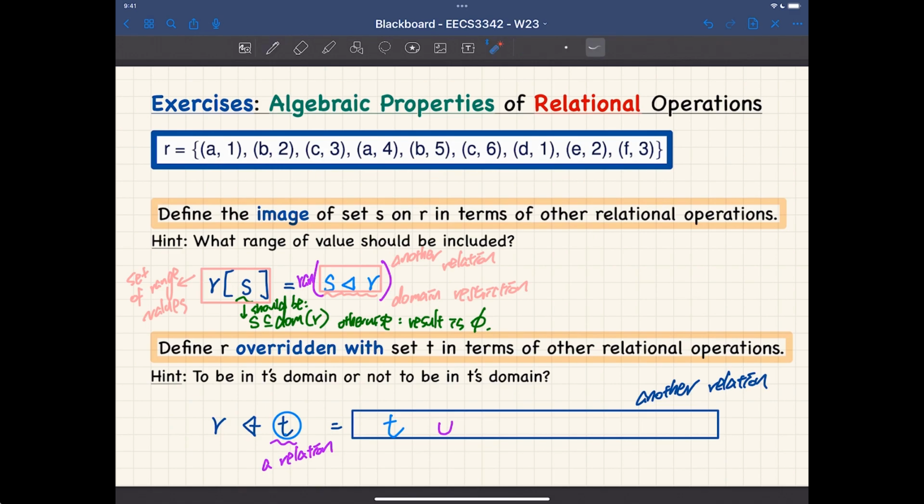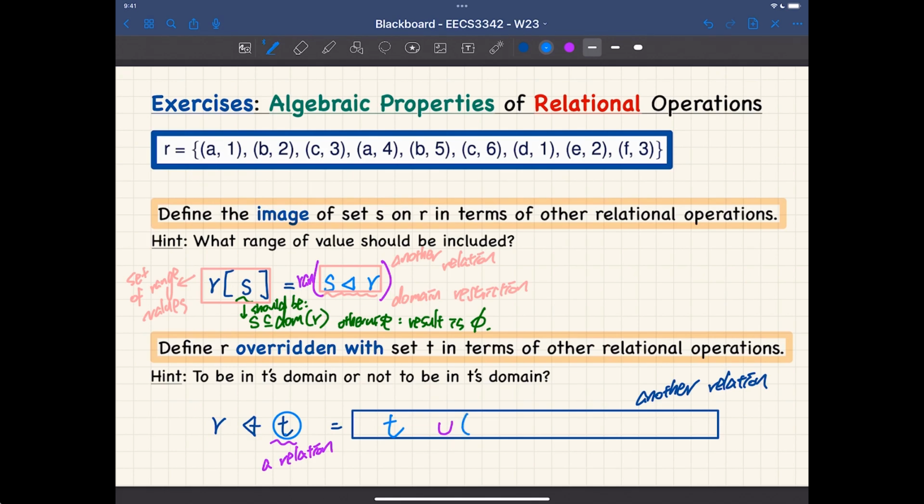Basically, I want to keep the original relation over here. However, for any pair whose domain value happens to be in the domain of t, I want to get rid of them. Well, the getting rid of part sounds like a restriction or subtraction. Subtraction, right? I want to get rid of something rather than restricting to just that particular set. It's a subtraction idea. So I'll give you the answer directly. Let's talk about it.